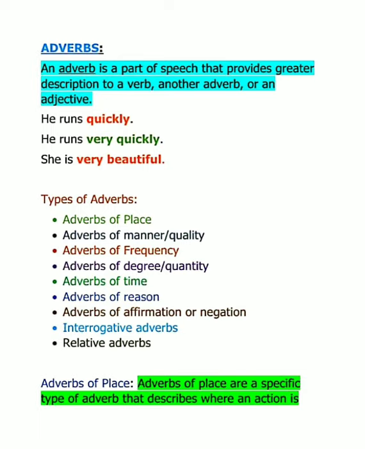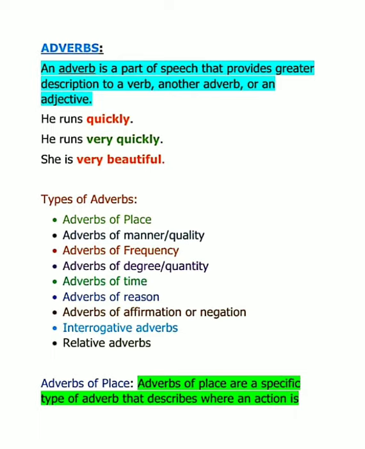So what are adverbs? An adverb is a part of speech that provides greater description to a verb, another adverb, and an adjective. Okay? So it not only describes a verb or an adverb or an adjective, but also modifies it. Okay, for example, I've given here 2-3 examples.